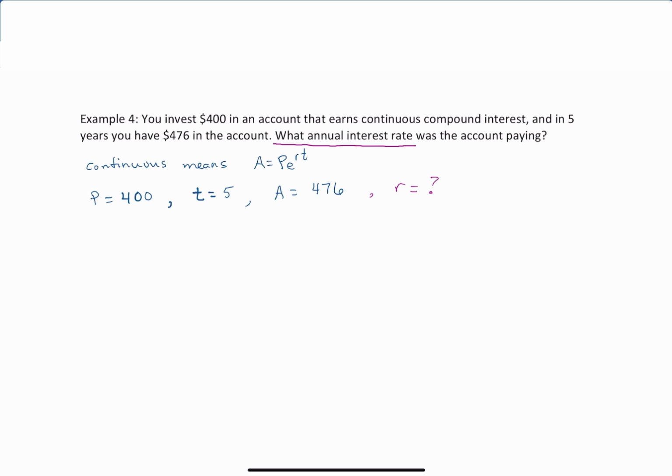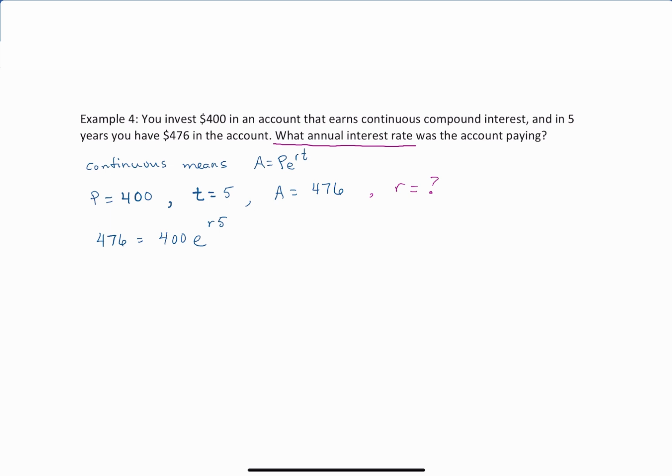That's confirmed by the fact that if you put all of the numbers we have into the formula, so 476 equals 400 e to the R times t, and t is 5, the only letter left in the formula is R. So we must be solving for R. Of course, we already knew that because it said what annual interest rate, but it doesn't hurt to have confirmation of what you think is going on. R is in the exponent, so everything we're going to do for the rest of the problem is exactly the same as what we've been doing.